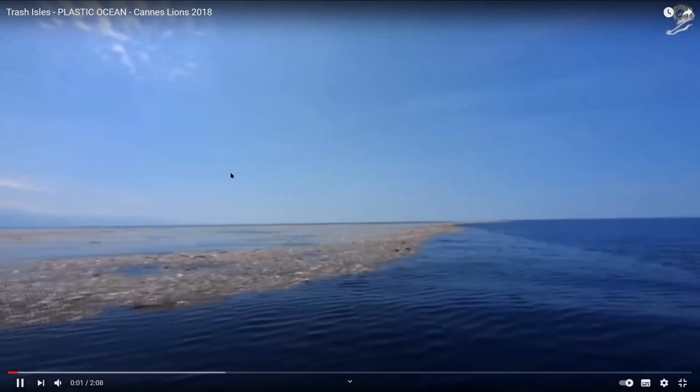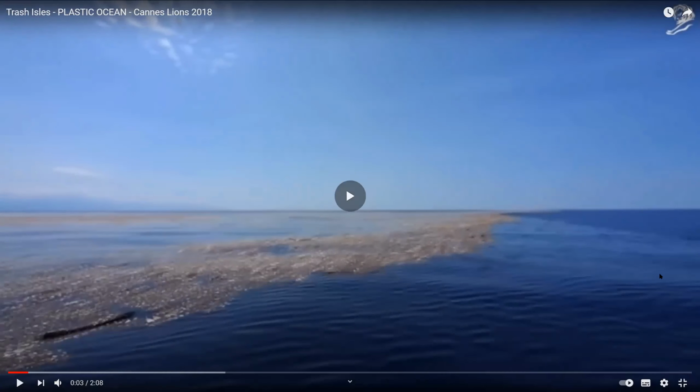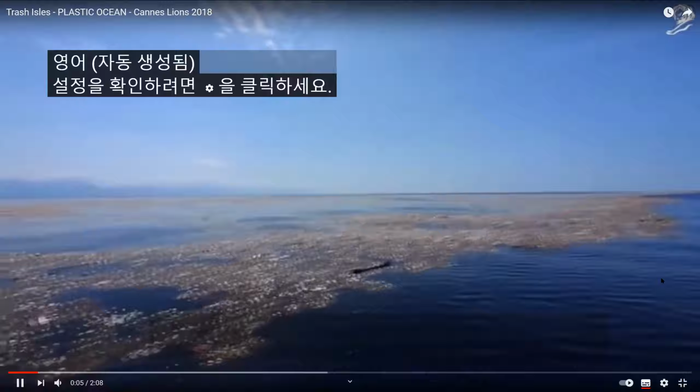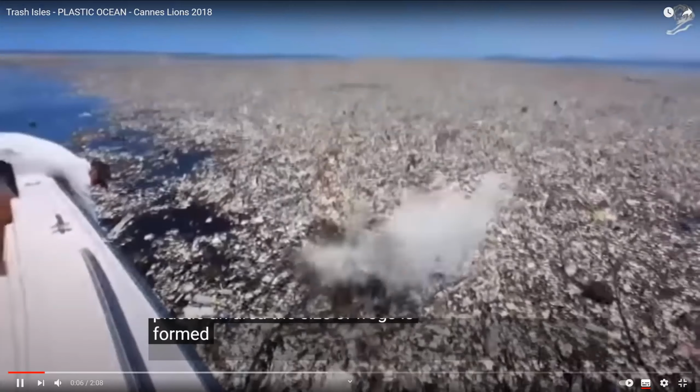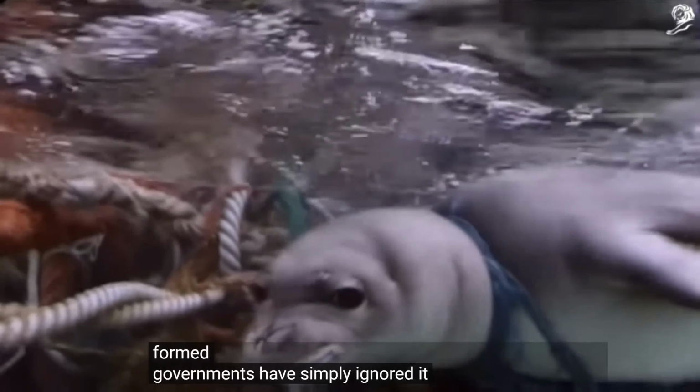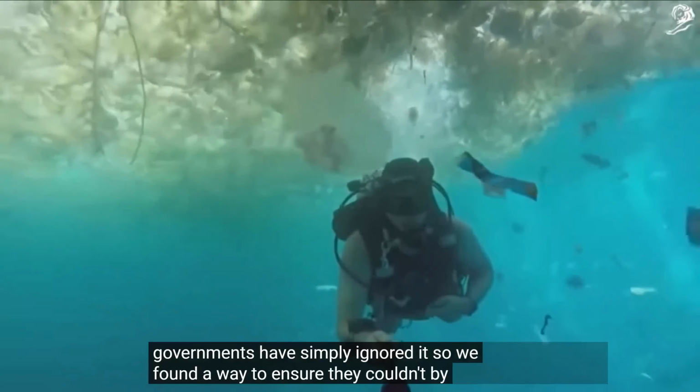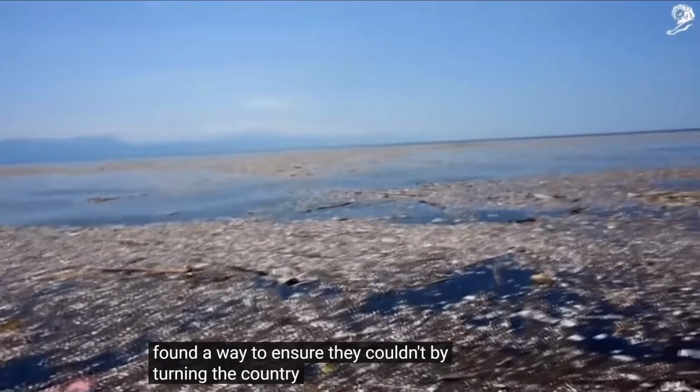In the Pacific Ocean, there is so much plastic, an area the size of France has formed. Governments have simply ignored it. So we found a way to ensure they couldn't, by turning the country-sized trash patch into an official country.